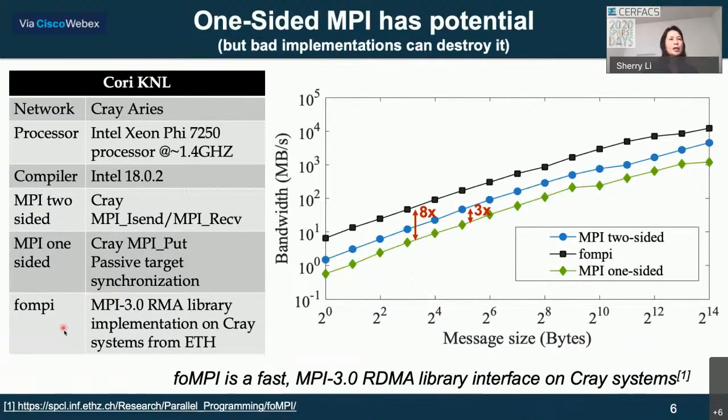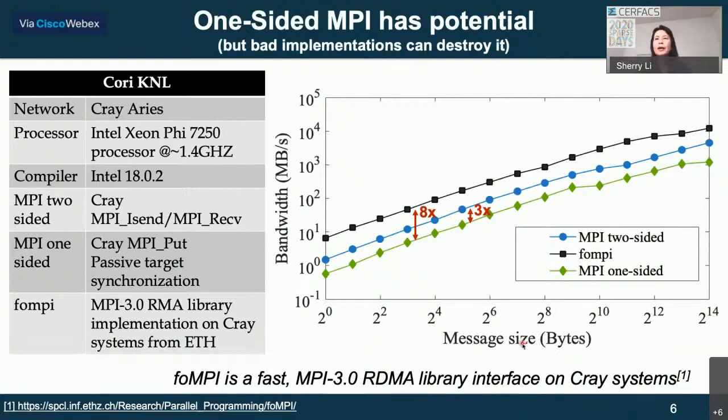And then another implementation, this is very well implemented on the Cray system from ETH. It's called foMPI. It's not a full collection of the functions, but it has the critical ones. And foMPI can be used together with the vendor's existing MPI, so they don't conflict.